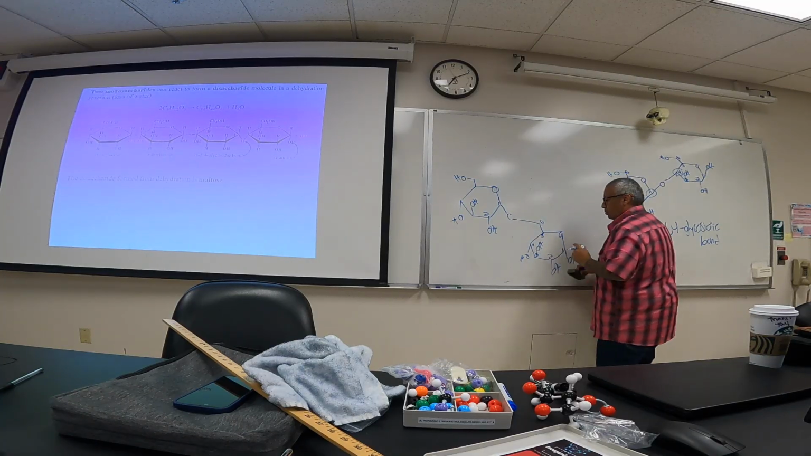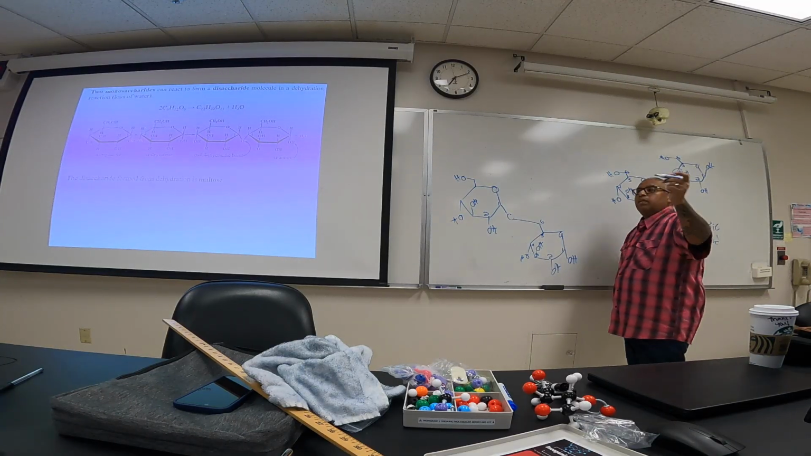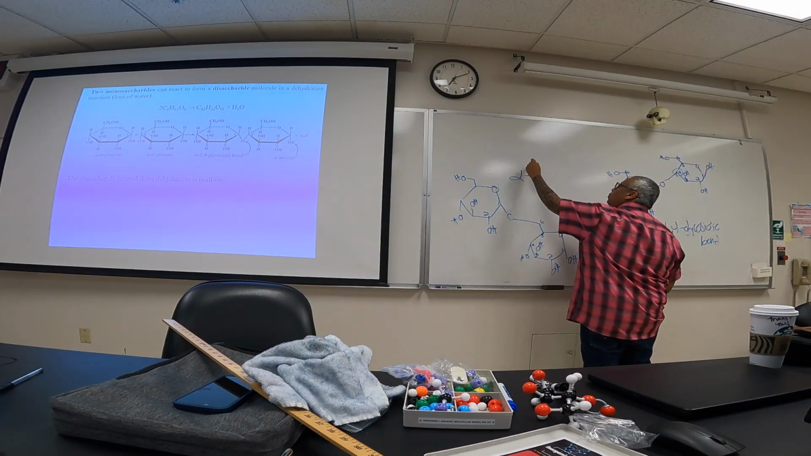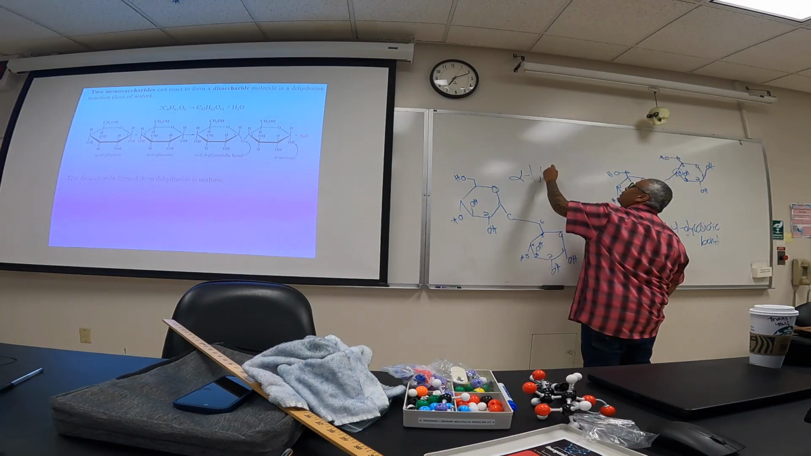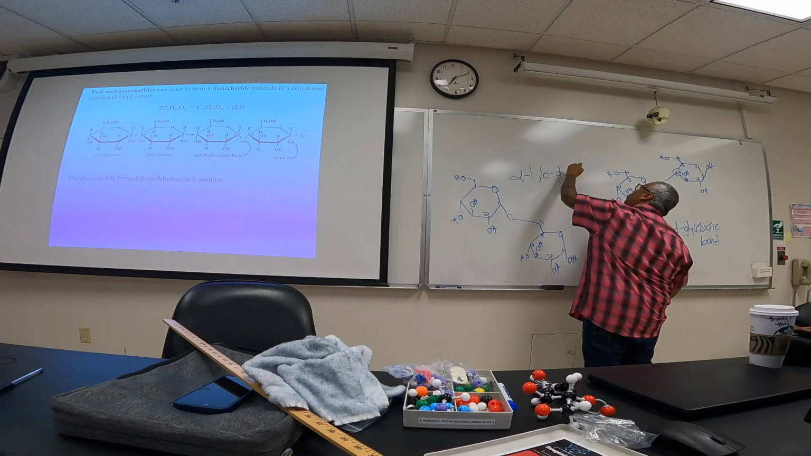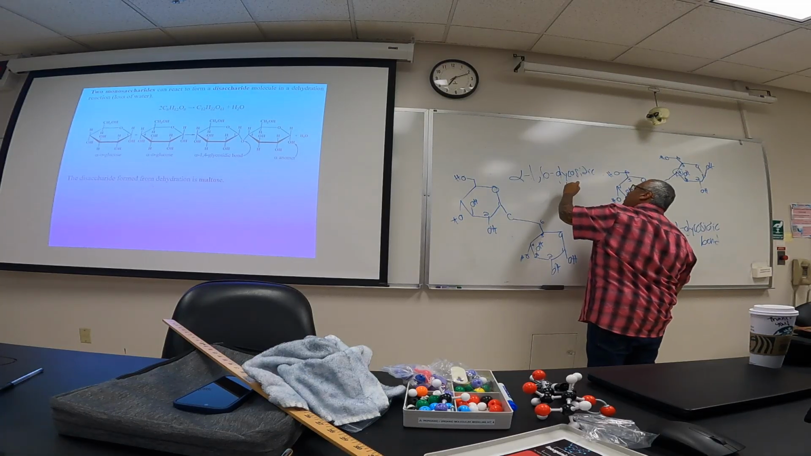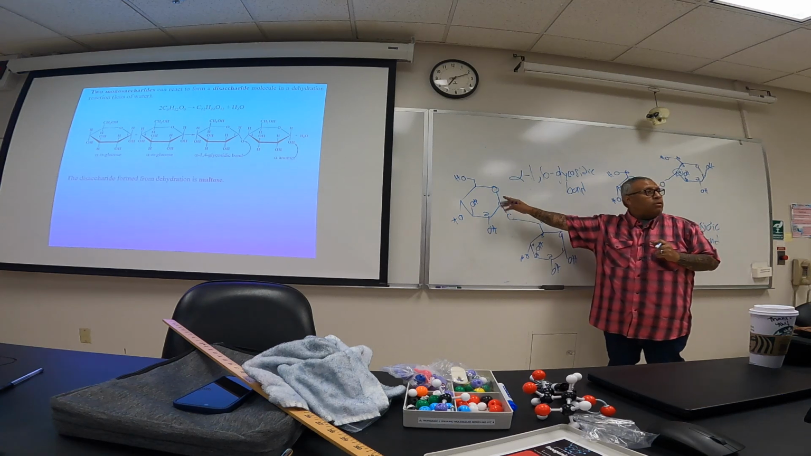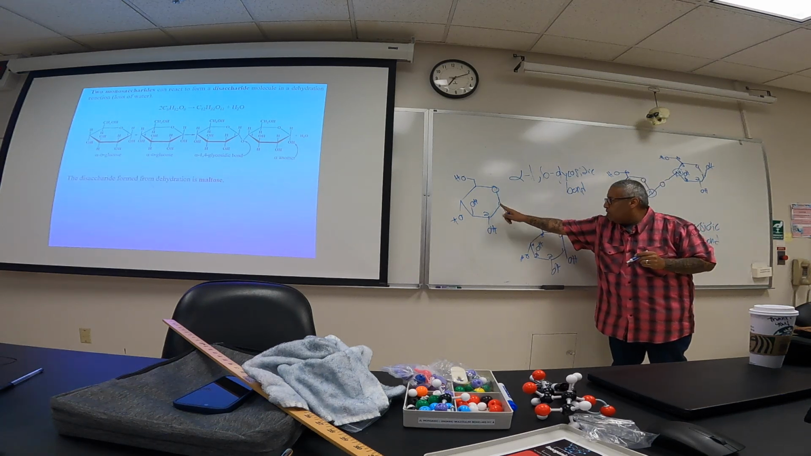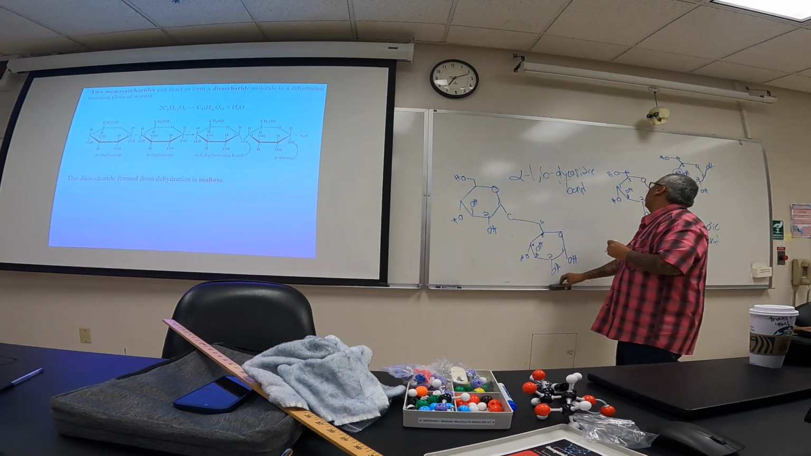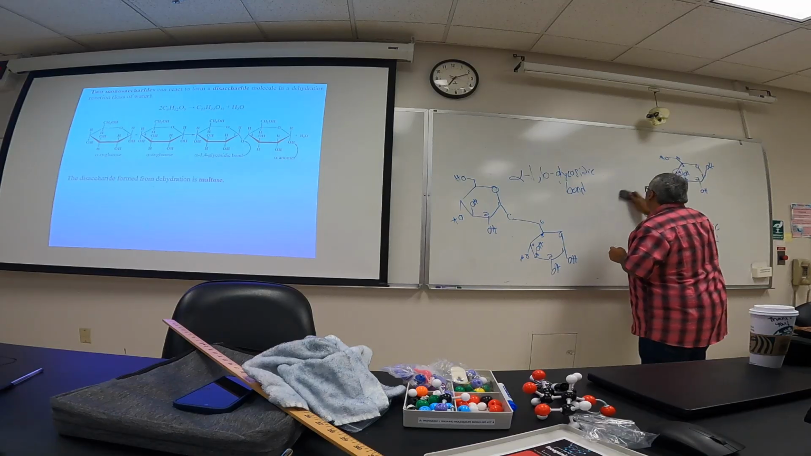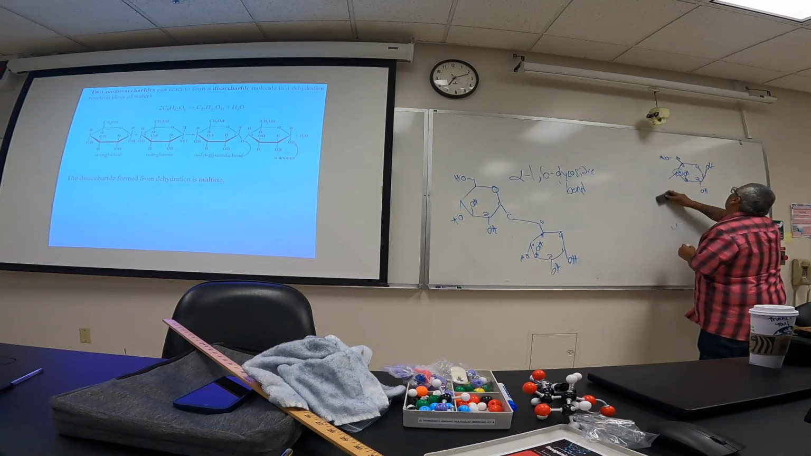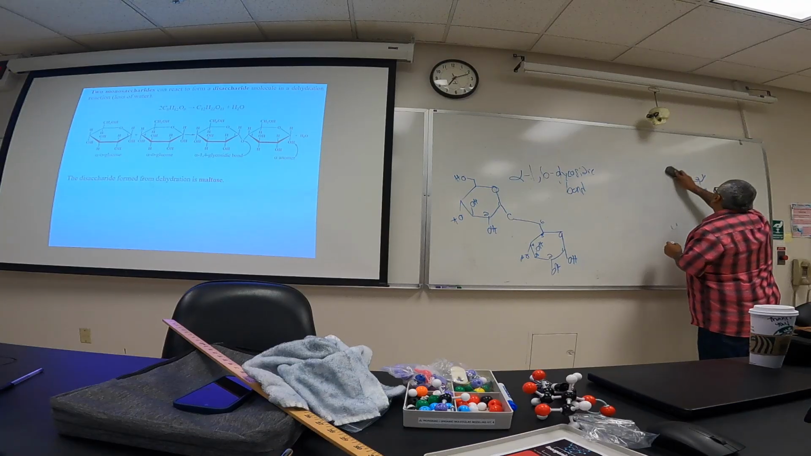So this is going to be alpha. Alpha 1,6 glycosidic bond. Because it was in the alpha position, that was the anomer, it was the alpha bond between carbon number 1 and carbon number 6, alpha 1,6 glycosidic bond.